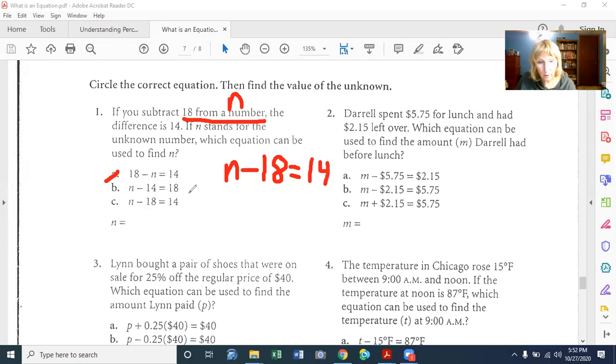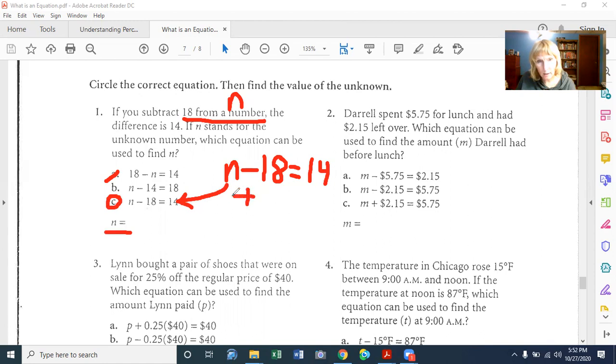So what are our choices? Well, which one looks like our answer? This one right here. And a good way to do problems like this is to write it out yourself and then look at the answer choices. Otherwise, it's easy to get confused. So C is the correct answer. And then they want you to solve it and find out what n equals.